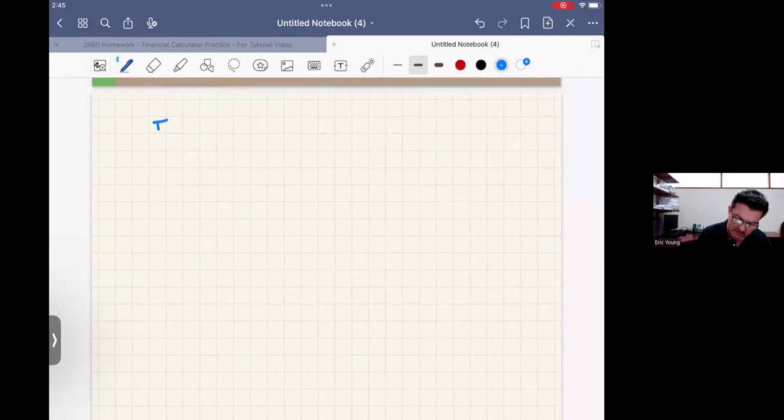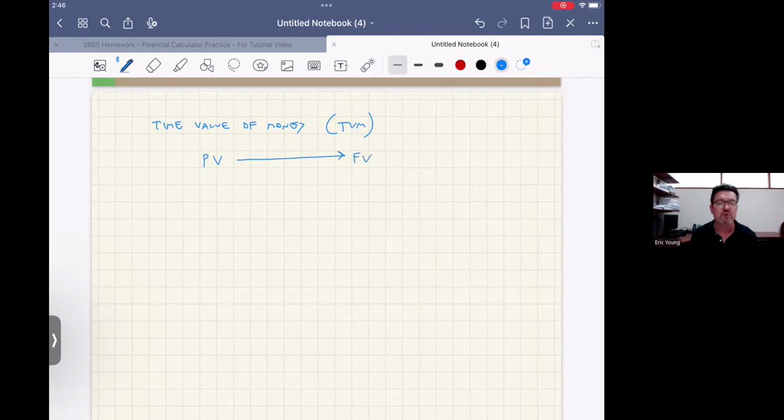We have this idea of the time value of money, which we can call TVM. The big thing about this is ultimately we're looking at money moving across time. So we know that we can move from the present value to the future value in a process called compounding.